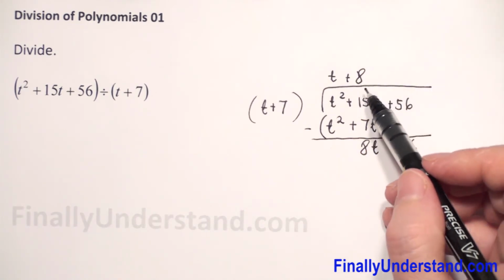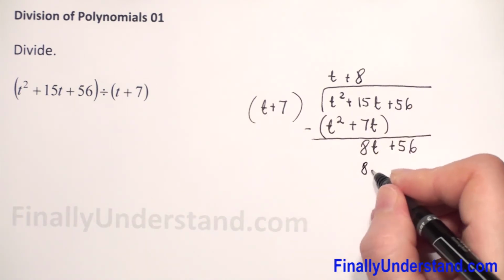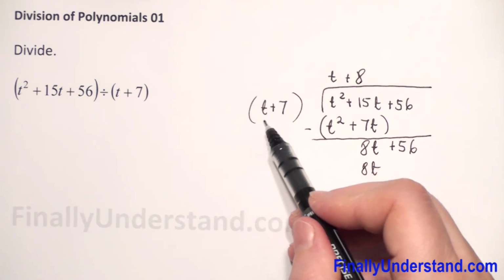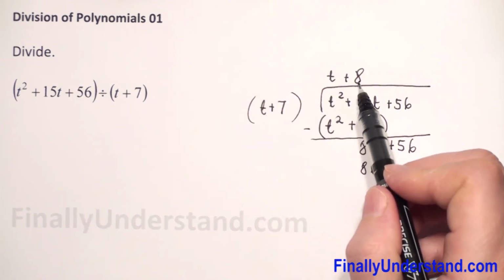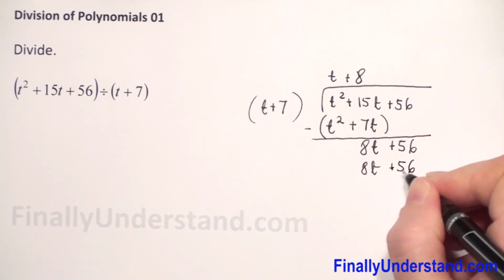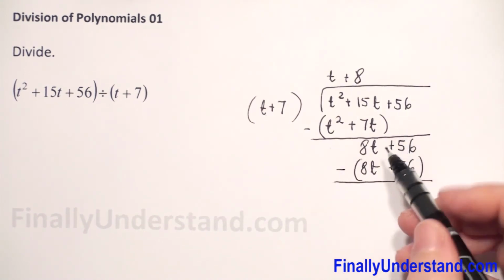And now again we have to do multiplication. 8 times t is 8t. We have to multiply every term in our parentheses, by whatever we write here. 8 times 7 is 56. Positive 56. Now we have to again underline and subtract.